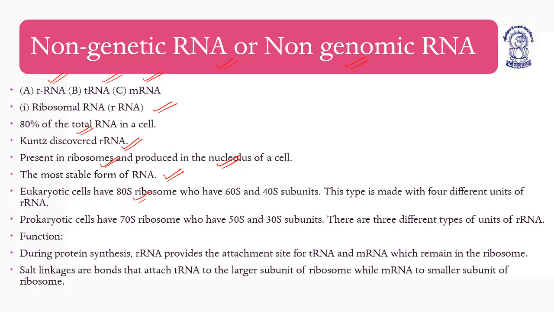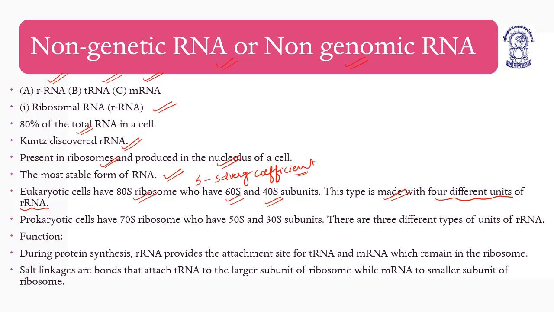Eukaryotic cells have 80S ribosomes. S stands for Svedberg's coefficient, or sedimentation coefficient. The 80S ribosome in eukaryotes is divided into a smaller subunit of 40S and a larger subunit of 60S. It is made up of 4 different units of ribosomal RNA.